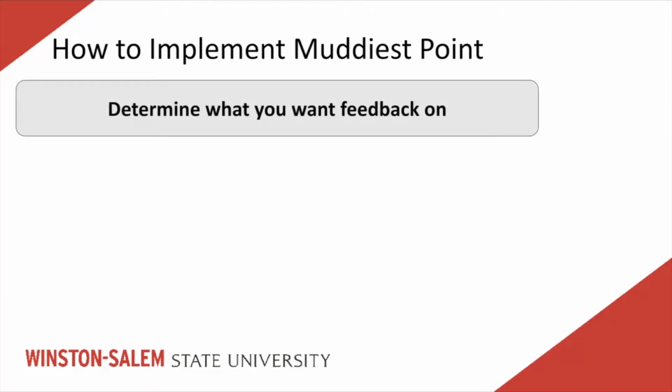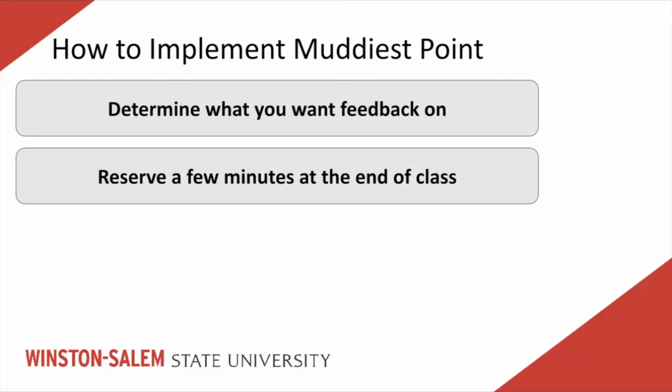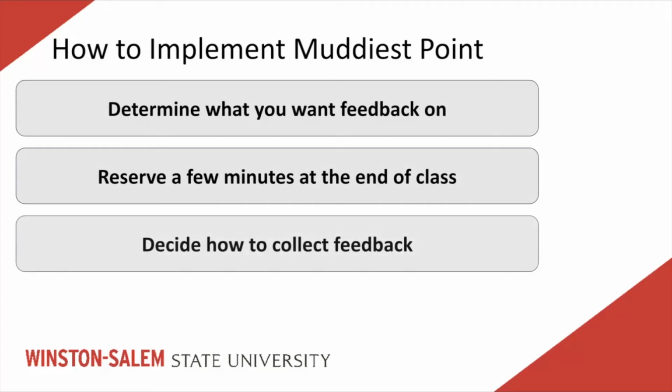Step 1 is to determine what you want feedback on. Will you be asking students to provide feedback on the entire lesson or parts of the lesson, such as only the presentation, lecture, or activities? Step 2 is to reserve a few minutes at the end of class. Leave enough time to ask the question, to allow students to respond, and to collect the responses by the usual ending time. Step 3 is to decide how to collect feedback.